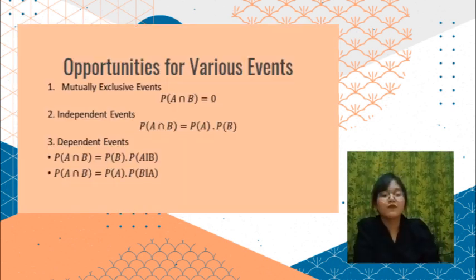Next, probability for various events. Number 1. Mutually exclusive events occur when two events cannot possibly occur together. Number 2. Independent events occur when two events are not interdependent and there is a possibility that they occur together. Number 3. Dependent events occur when an event is affected by another event.